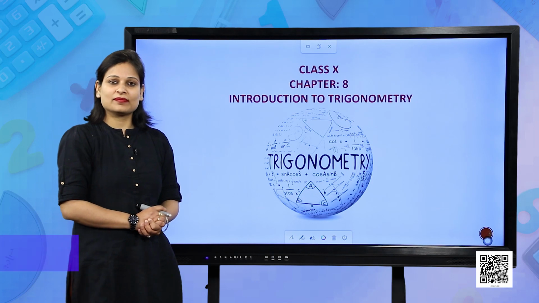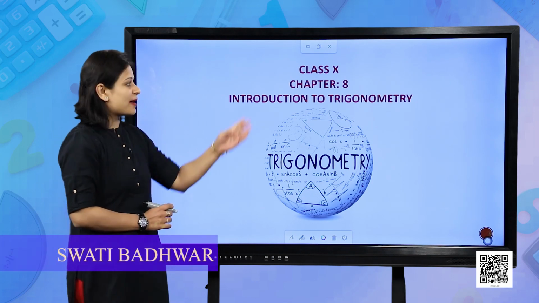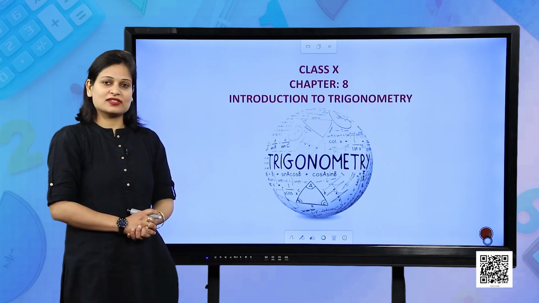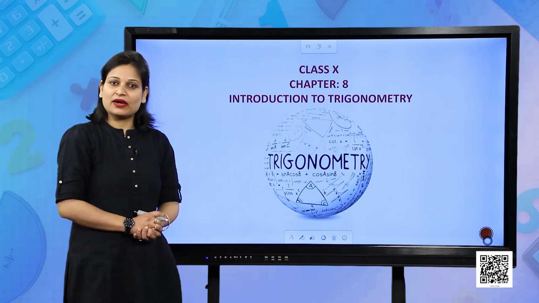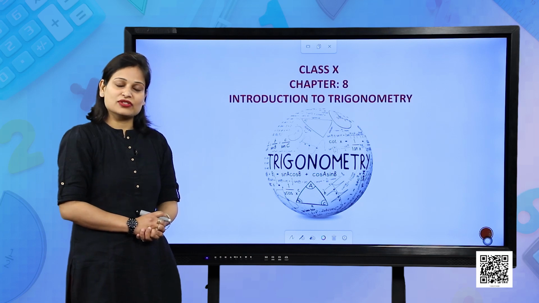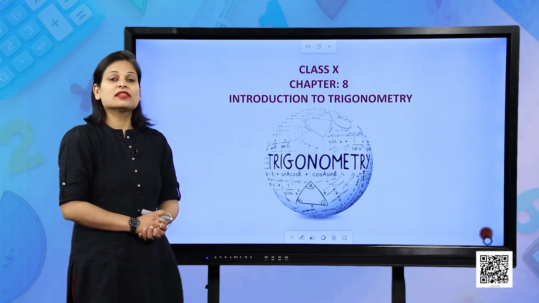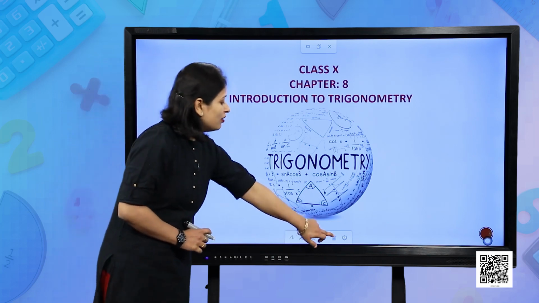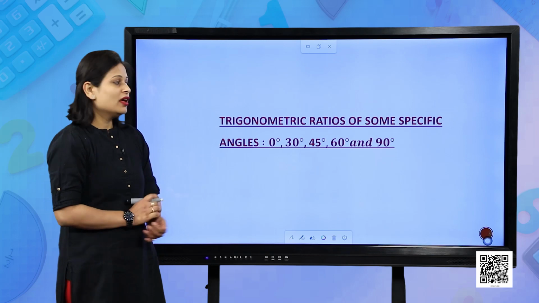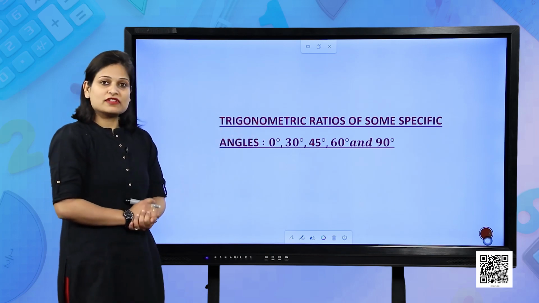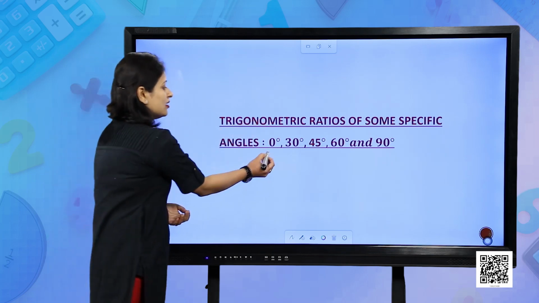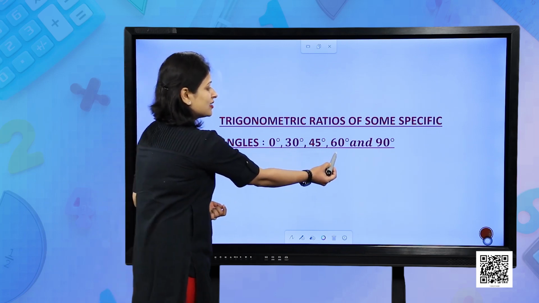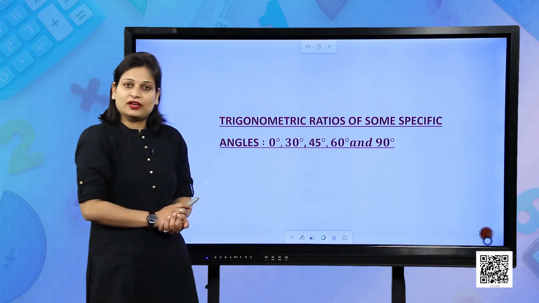Hello students, in the previous session of chapter 8 Introduction to Trigonometry, we have already discussed the meaning of trigonometry, real life applications of trigonometry and the 6 trigonometric functions. Now in this session, we are going to discuss the trigonometric ratios of some specific angles: 0 degree, 30 degree, 45 degree, 60 degree and 90 degree.